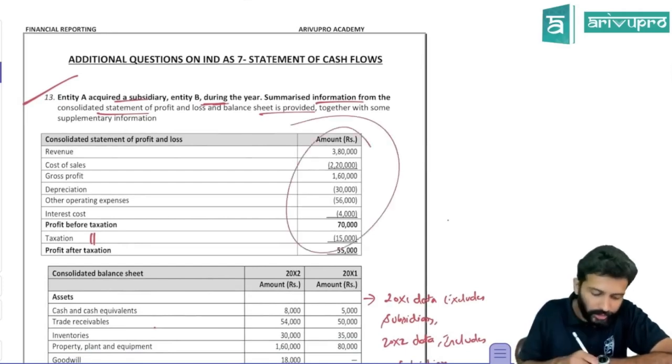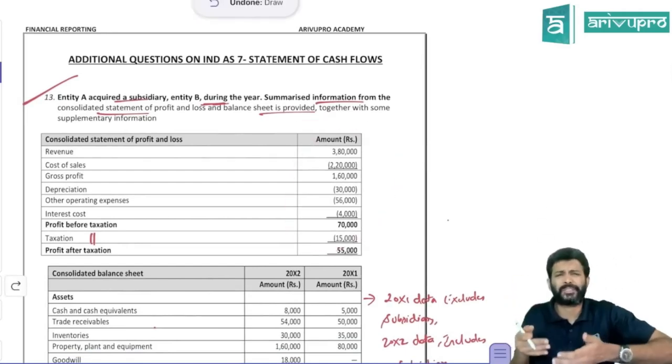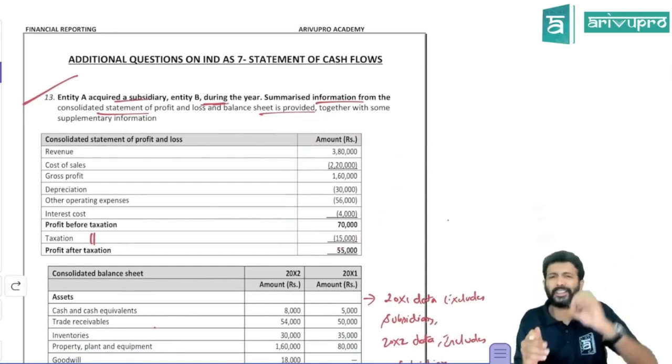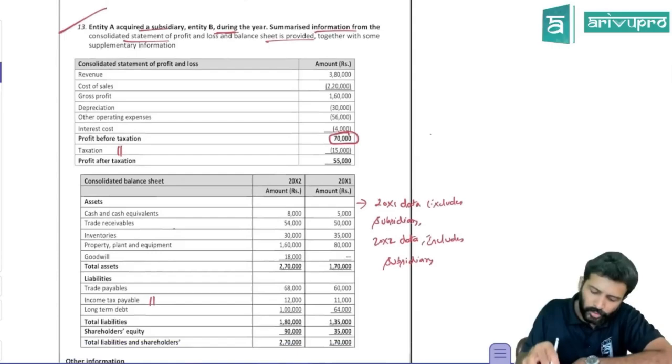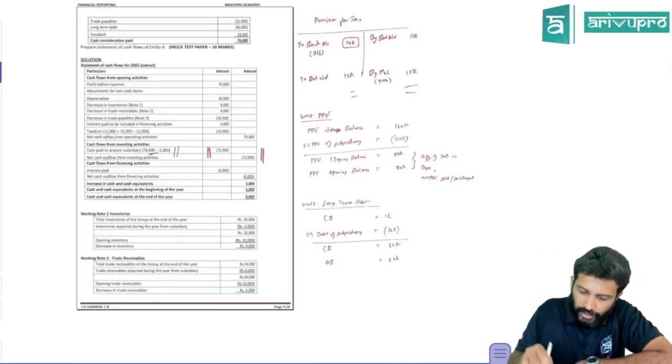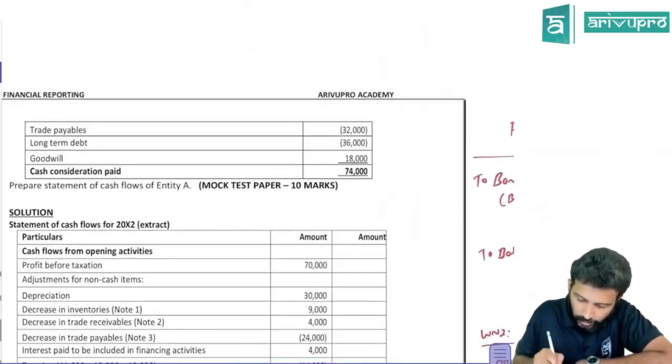Consolidated SPL they have given. Why have they given this? Because under the indirect method, profit is our starting point. Now we want profit before tax. Do we know that? Yes, profit before tax 70,000. This is the starting point, so we'll start off with this. So 70,000, have they started with it? Yes, they've started with 70,000.